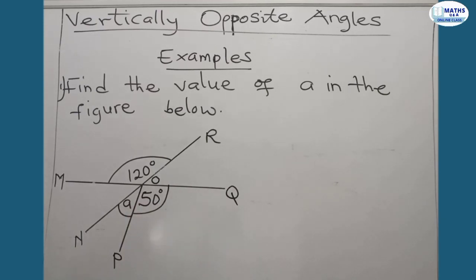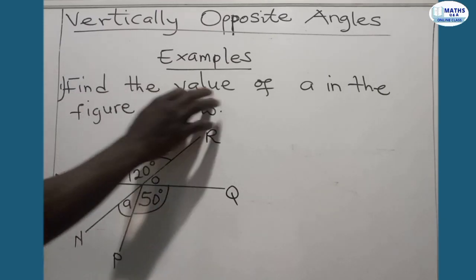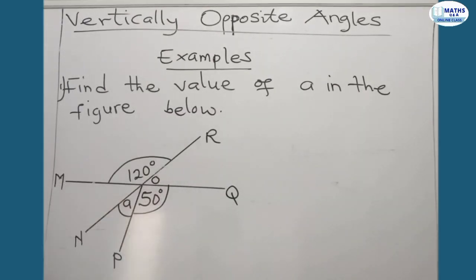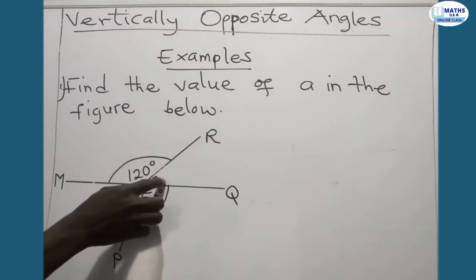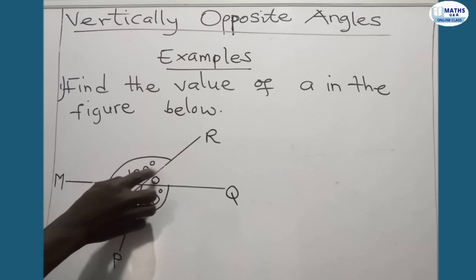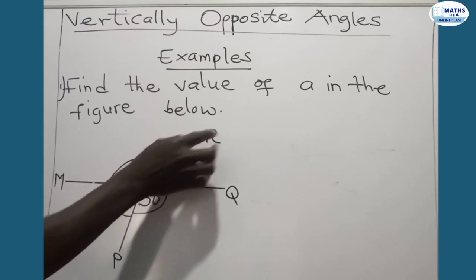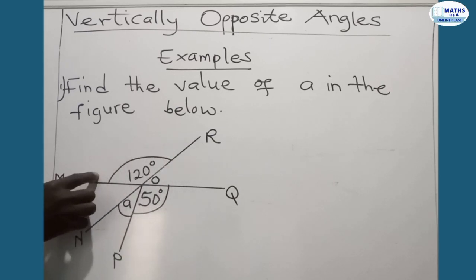Now, let's take this example. We have: find the value of A in the figure below, and this is the figure. We have a figure MNPQR, right? So this side is called center O, okay? That is why I've written the O here. And we have angle MOR to be what? 120 degrees.